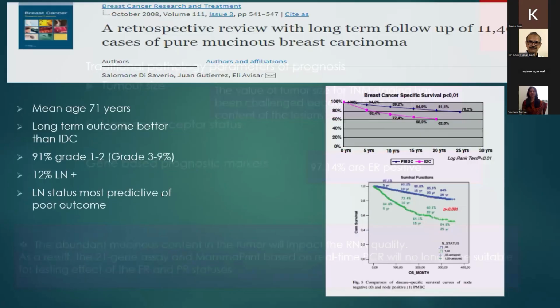Why is it essential to differentiate the mucinous and the mixed? Because the mucinous carcinomas overall have a better prognosis compared to the IDCs. Also, lymph node metastasis is rare, and if it's there, generally nodal involvement is less than 3 nodes. However, if there is node involvement, then the prognosis of these tumors decreases, and they have a comparatively poor outcome.